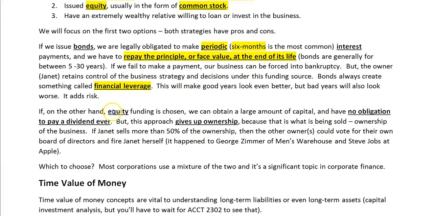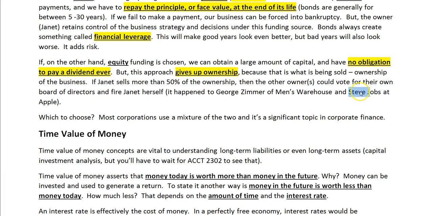On the other hand, if we do equity, we have no obligation to ever pay a dividend. But the owner gives up ownership of the business because that's what they're selling. If they sell over 50% of the ownership, then the new owners could vote for their board of directors and fire whoever was the previous owner. It's happened to some famous people, like the founder of Men's Warehouse, and Steve Jobs at Apple. He eventually went back to Apple, but if you look up his history, there was a time period where they let go of him.